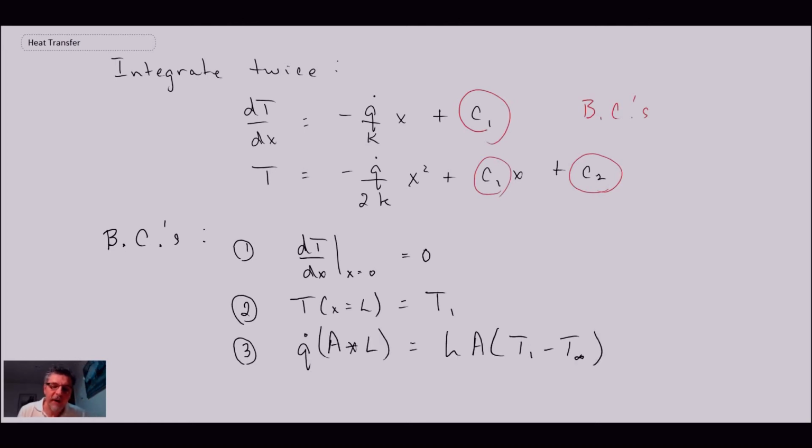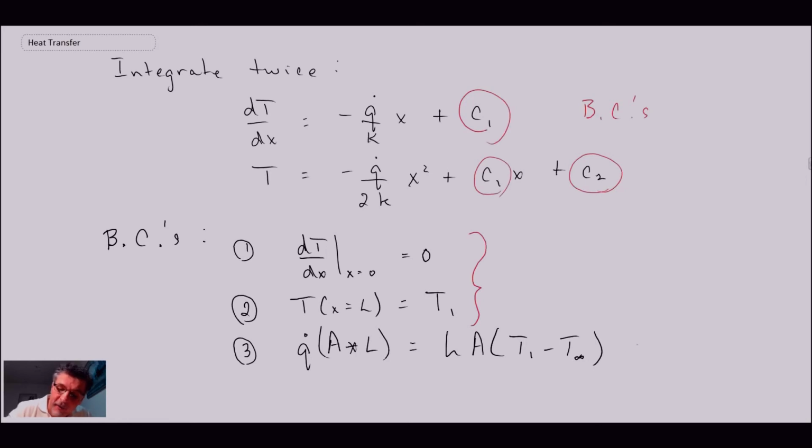So those are three boundary conditions that we have for this problem. We only have two constants of integration, and consequently we only need to use two of these. What we're going to do in the solution here is use the first two. And so let's apply those and use them to determine the constants.